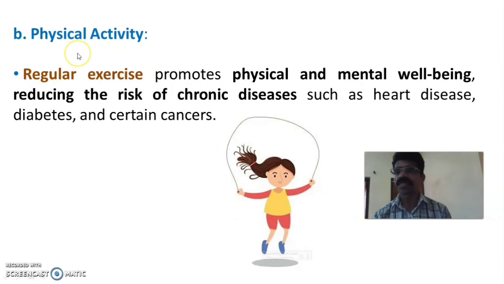The second sub-factor is physical activity. Under physical activity, regular exercise promotes the physical and mental well-being of the persons. If the person follows regular, daily exercise for 30 minutes, it promotes both his physical and mental well-being, and also it reduces the risk for many chronic diseases, such as heart diseases, diabetes mellitus, certain cancers, etc. So regular physical exercise will promote both physical and mental well-being of the person.